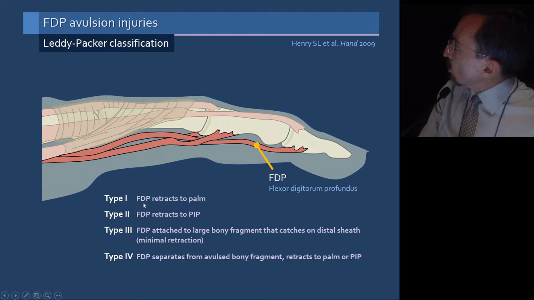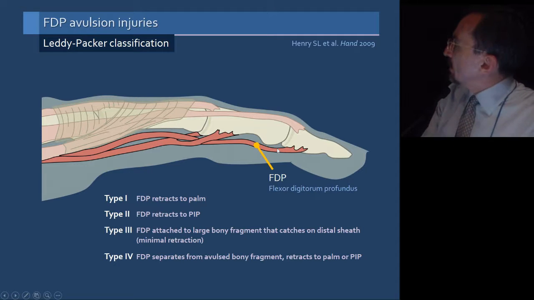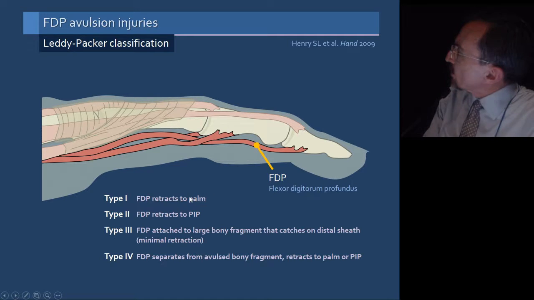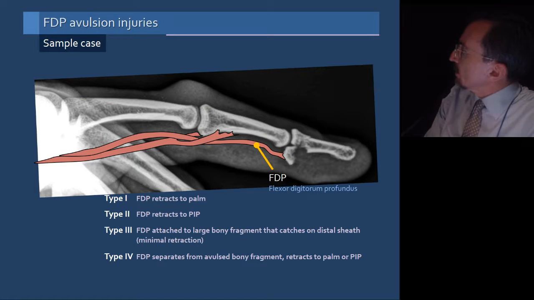So there is this so-called Leddy-Packer classification of FDP avulsion injuries, because the FDP injuries are what really count in terms of hand surgeons. And it's a good idea to be familiar with this classification when it comes to the grading of the injury, because this is the grading that they use in terms of taking the patients into surgery.